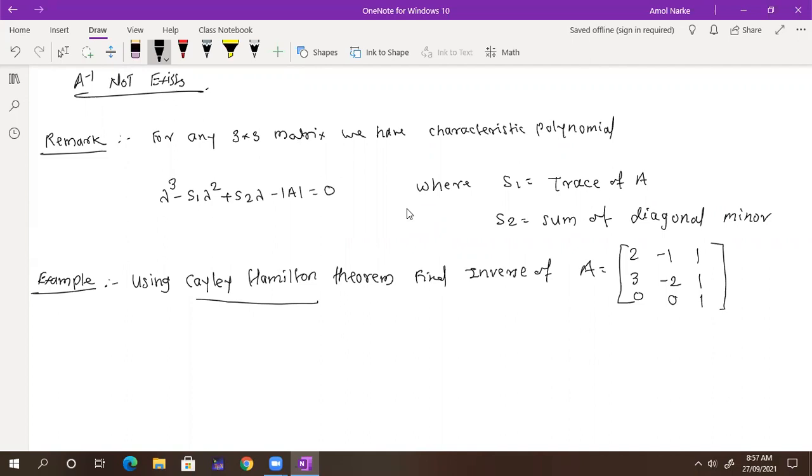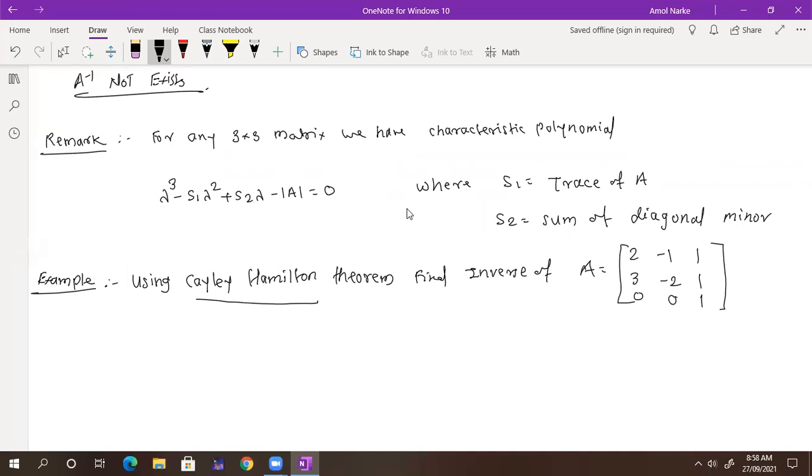Sir, one doubt. For the 3 by 3 matrix you wrote the format lambda cube minus S1 lambda square plus S2 lambda like this. Is this a generalized form, or do we have to solve it normally for higher order? It's for 3 by 3 only. When you go for the 4 by 4, we have lambda raised to 4. So that time the formula may be different. This is for only 3 by 3, up to 3 by 3.